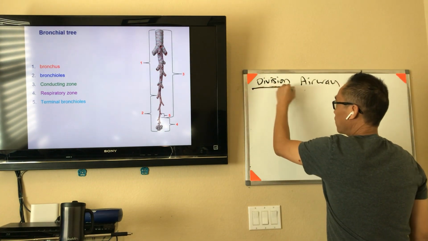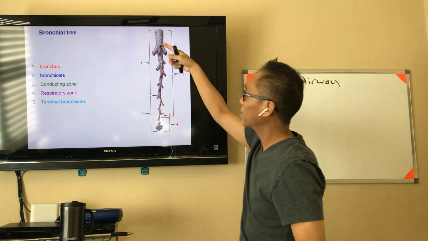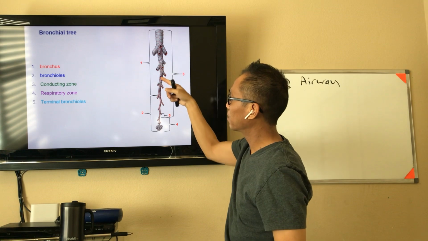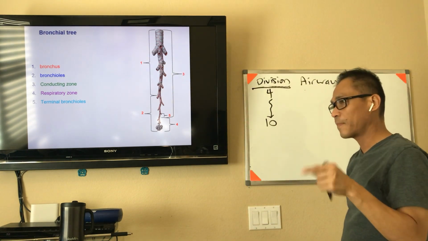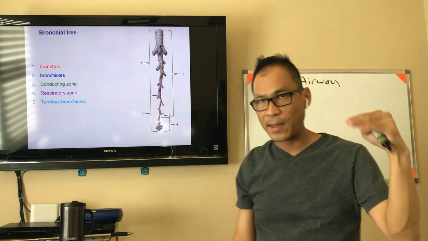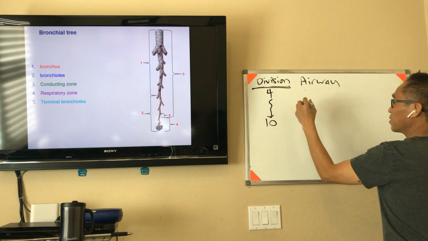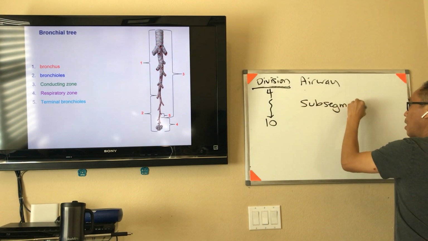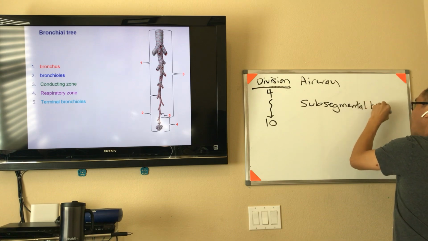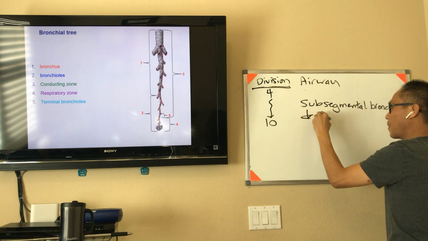All right, so our division, we left off at 3. Let's say divisions 4 to 10, around here. What you should notice is you have subsegmental bronchi. Before we had segmental bronchi, now we have subsegmental bronchi from 4 to 10. The airways are getting smaller, and you're still decreasing the amount of cartilage.